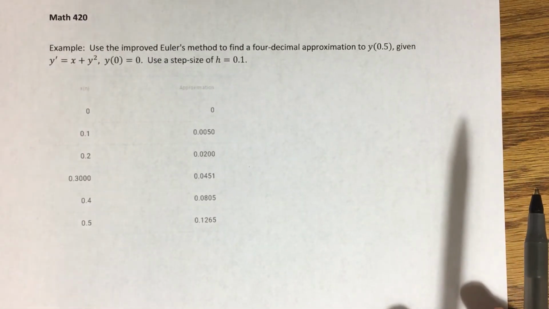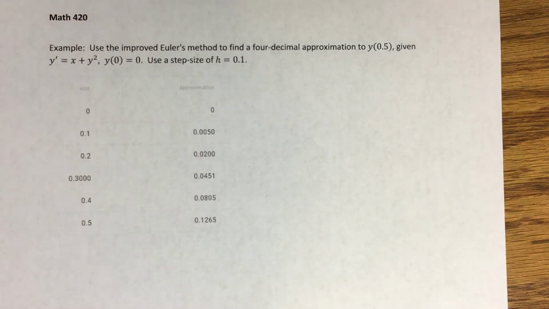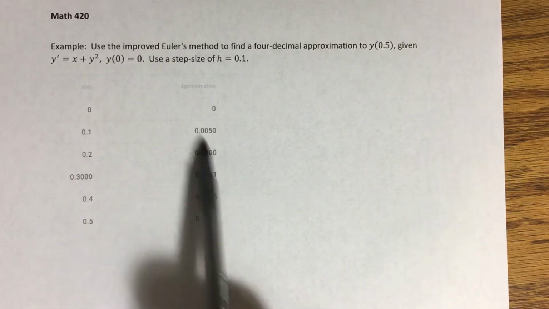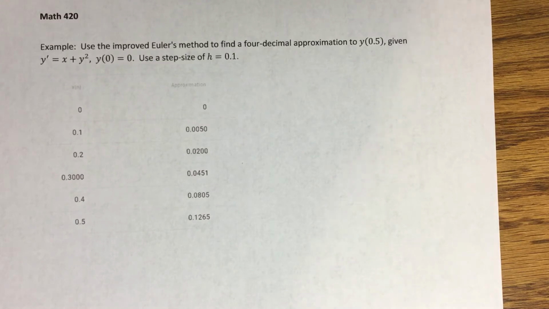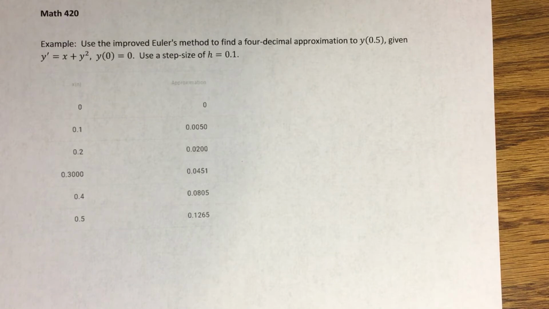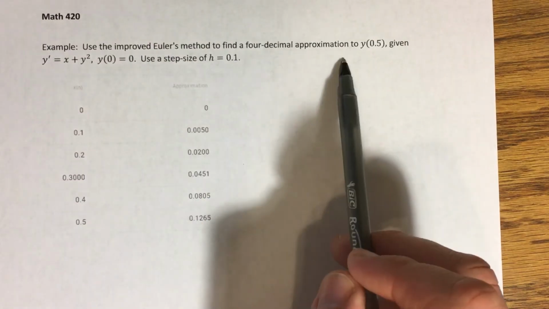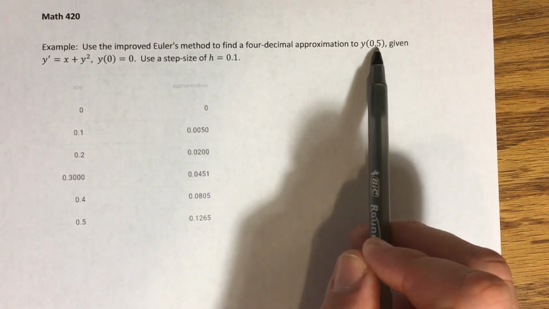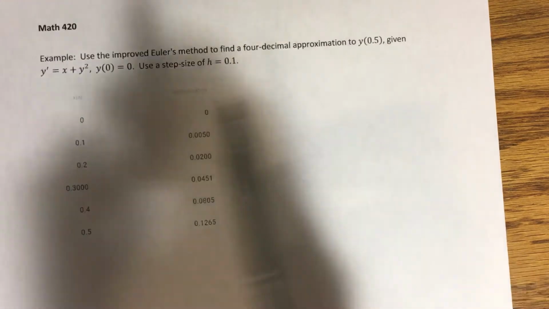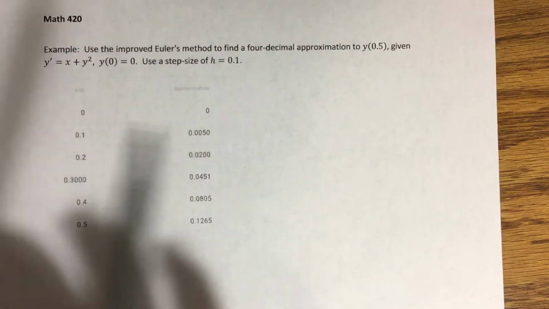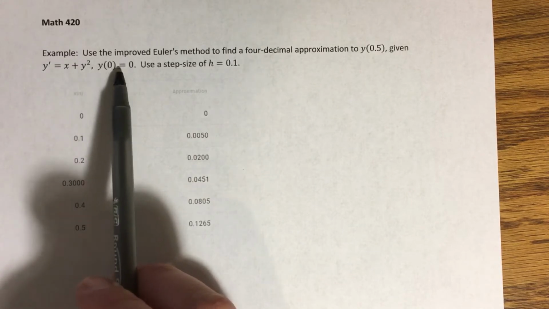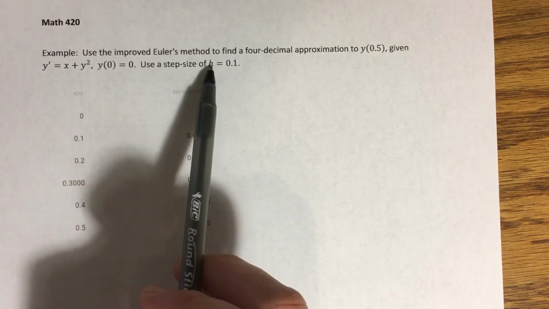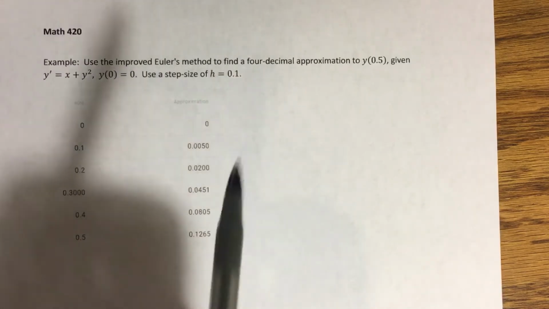And I'm going to show you what some of the computations look like, but I've given the answer in the form of a table here, so we're going to reference the table. Our goal here is to use the improved Euler's method to find a 4-decimal approximation to y of 0.5, where y is the solution to this IVP. y prime equals x plus y squared, y of 0 equals 0, and we're going to use a step size of h equals 0.1.